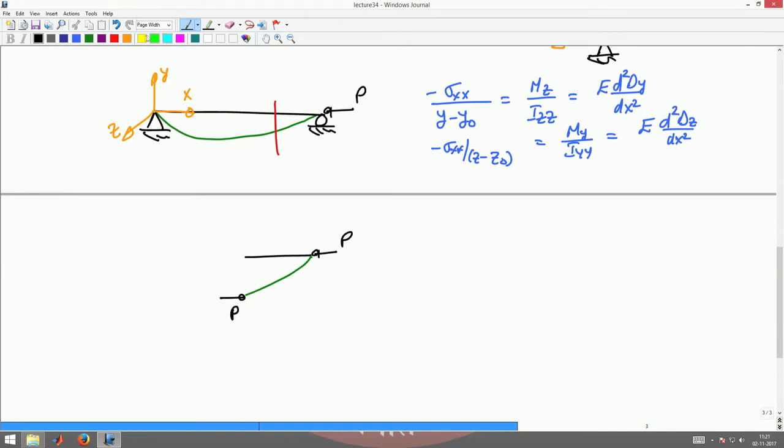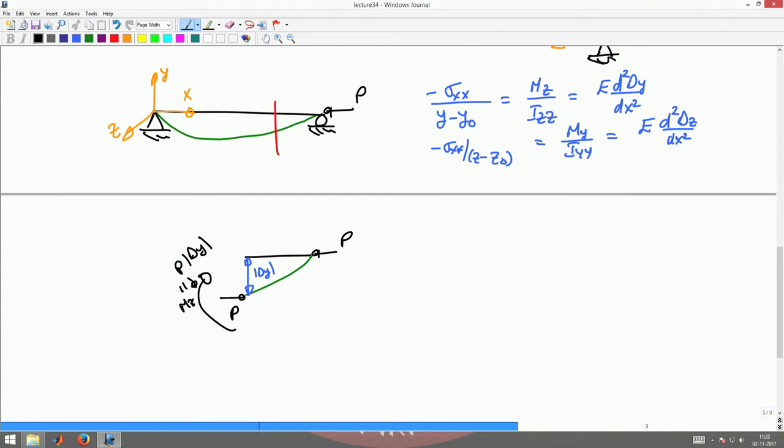If this displacement is the absolute value of delta y, without the sign, then I will have a moment P into delta y coming in the system, which is an anti-clockwise moment. So I should apply a clockwise moment here to counteract this P into delta y moment, which will be P into absolute value of delta y. This is the Mz moment.